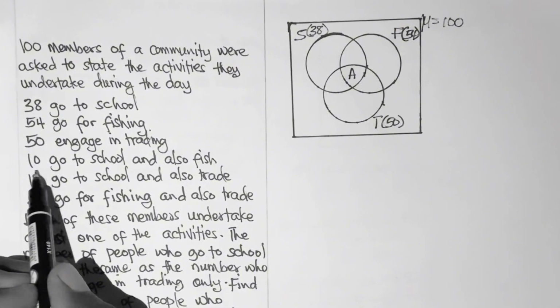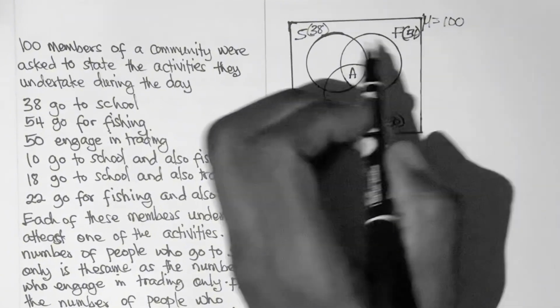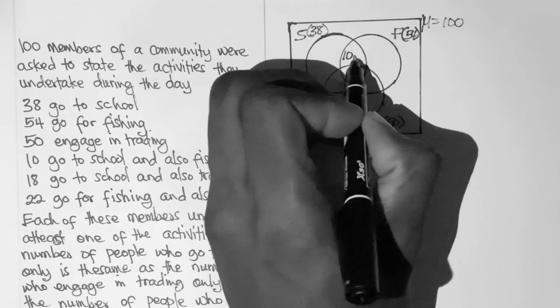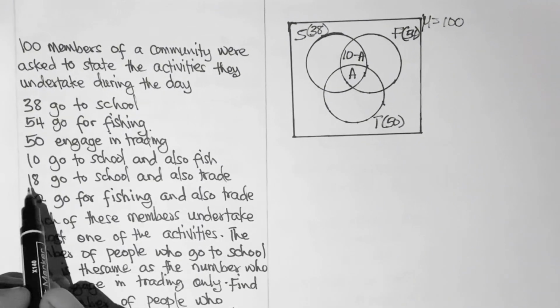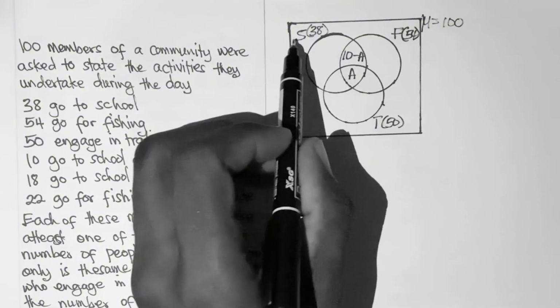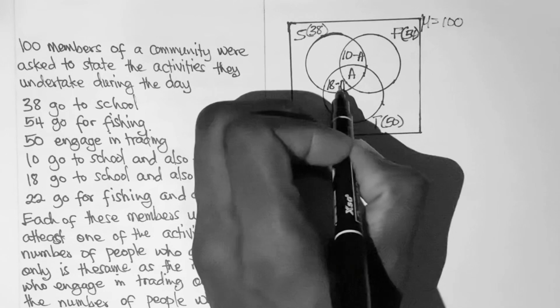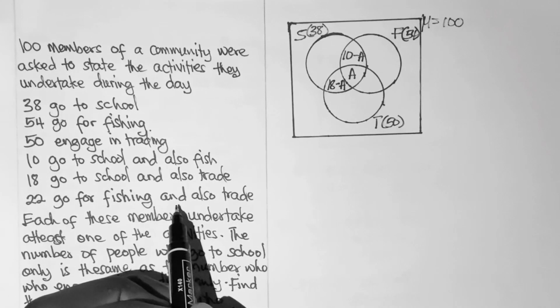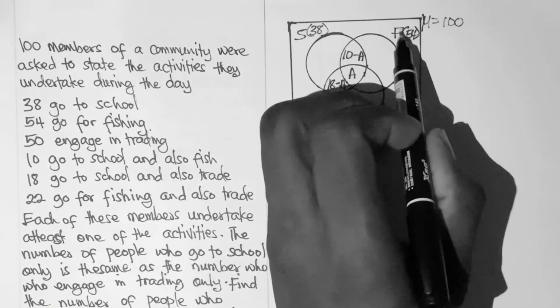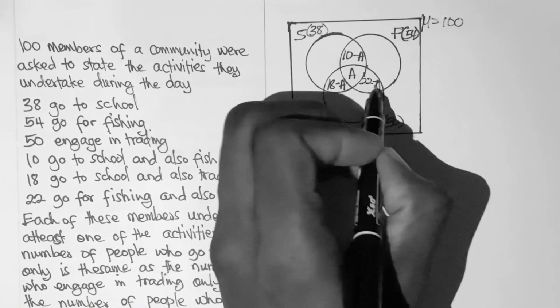He says that 10 go to school and also fish. So school and fish is 10. So it means that this region is 10 minus A. Then 18 go to school and also trade. So school and trade is 18. So here is 18 minus A. Then 22 go for fishing and also trade. So fish and trade is here. So here is 22 minus A.